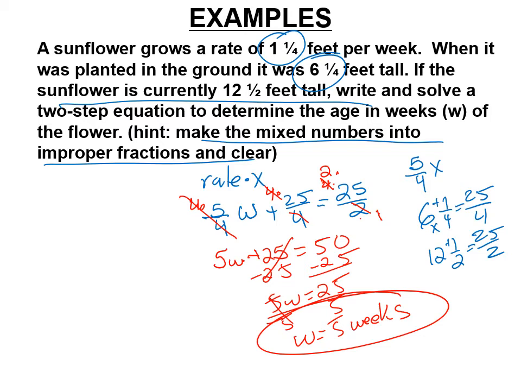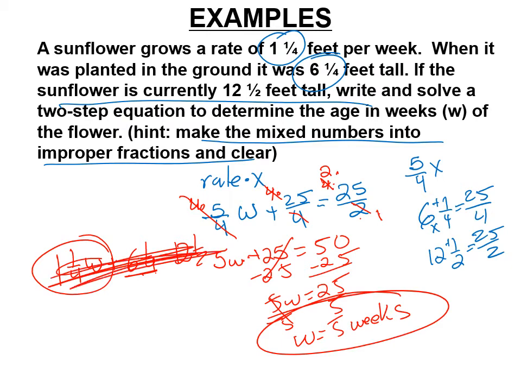Mixed numbers are always made into improper fractions in equations. And this is why. When you have 1 1/4 weeks plus 6 1/4 equals 12.5, right? That starts to look like 6 times 1/4. That starts to look like 1 times 1 1/4. We never do that, okay? It's improper fractions or decimals.